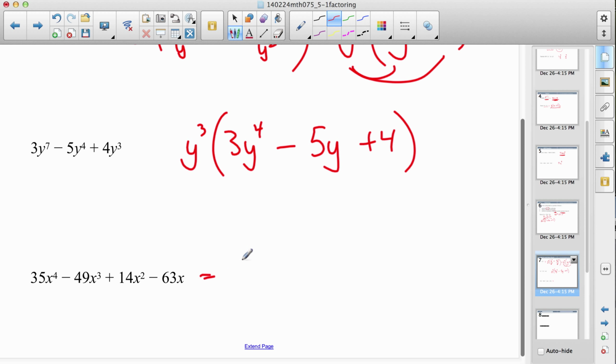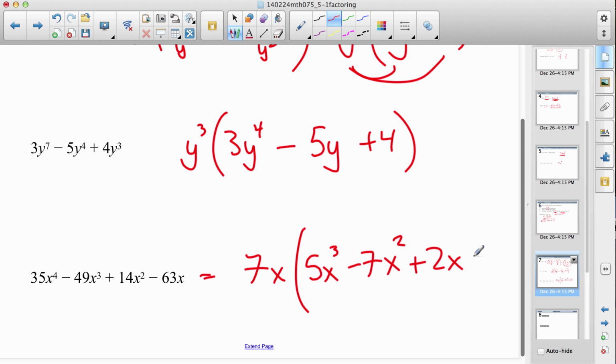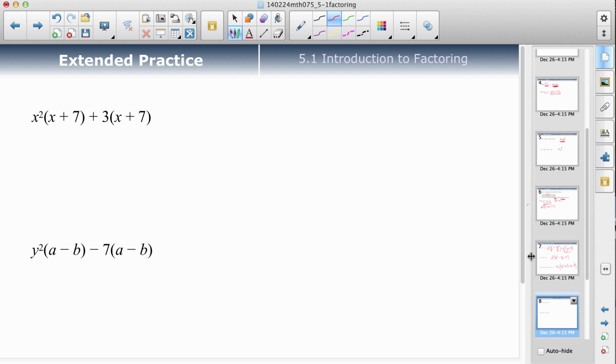This one's similar to that one we did on the last page. So 7 goes, and x. That's the greatest factor that'll divide evenly into all of those. If I divide it into here, I'll get 5x cubed. Divided into here, I'll get negative 7x squared. Divided into here, I'll get positive 2x. Divided into here, I'll get negative 9, no x's. Done. Okay, greatest common factor.